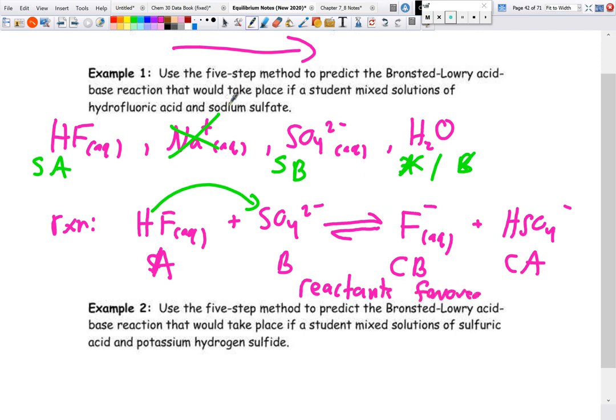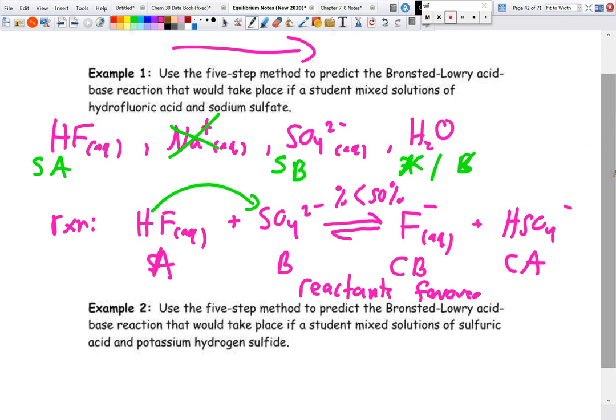So what we would get is a percent less than 50% above the arrow if we wanted to use our percentage stuff. And that is it. So that is the 5-step method for predicting our reactions.